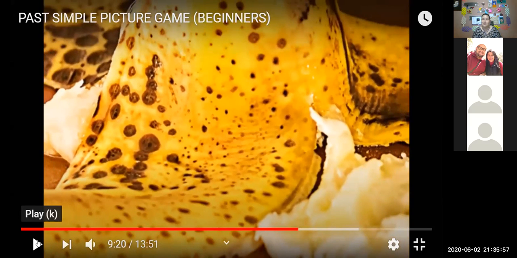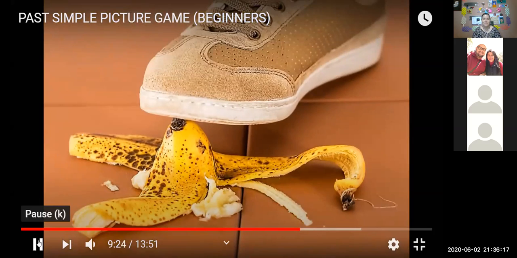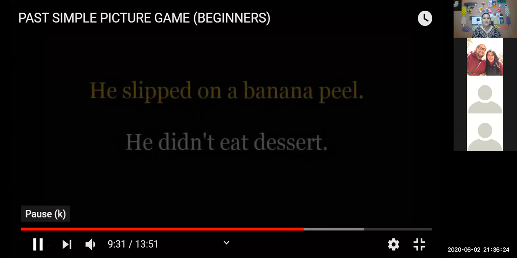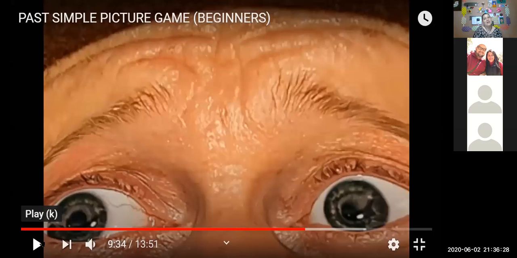Our next one. Do you remember this one? He slipped on a banana peel, and didn't eat a dessert. Very good. He slipped on a banana peel, but he didn't eat dessert. Dessert is postre, because desert is desierto. It's dessert, to eat. And desierto is desert.